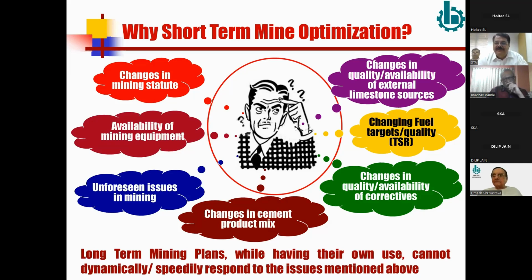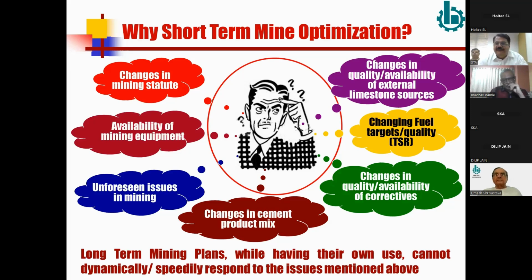Some of the changes may be from the mining side, like unforeseen issues in the mining. You have carried out drilling at a 200-meter interval, and while mining, you find some other rock in between, or you find some more intercalations. So that material which was useful has now become waste or may need blending from the high-grade limestone. Such types of issues may also require you to rethink your planning.